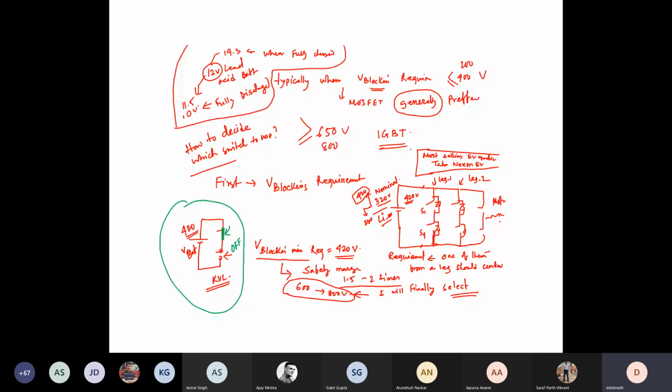If you are a very good designer, you can take 1.5. If you are an intermediate or beginner, you will take at least 2 times, so that your switch doesn't burn during transient, etc. And also, when you're turning on and off the switch, you know how much current is going to flow through your switch, right?